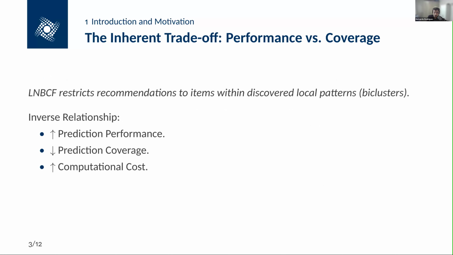So what's the catch? Local methods are by definition restrictive. We only recommend items found within these discovered local patterns. So here we have an inverse relationship. As we push for higher accuracy by focusing on these high confidence biclusters, our coverage drops. The model simply has no access to more items it can recommend. And on top of that, finding these patterns takes time, which increases our computational cost. This balance between accuracy, coverage, and runtime is the core of our analysis.